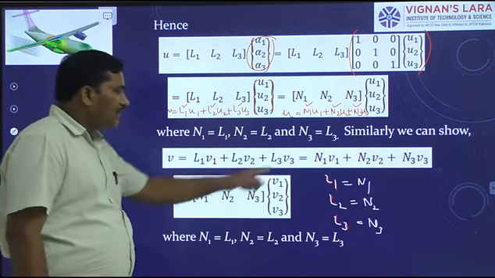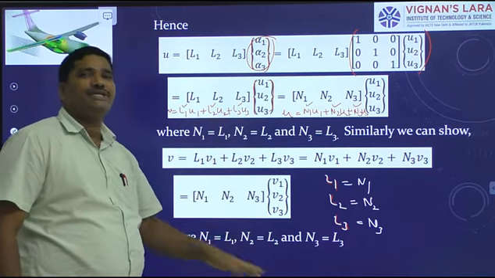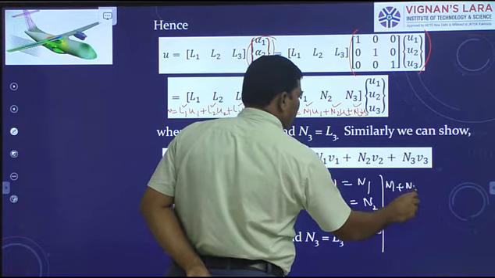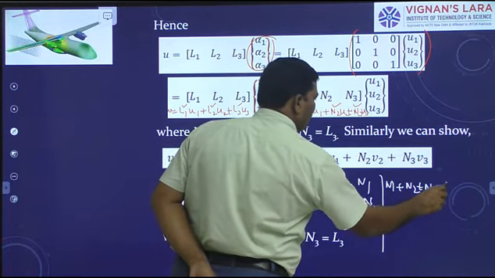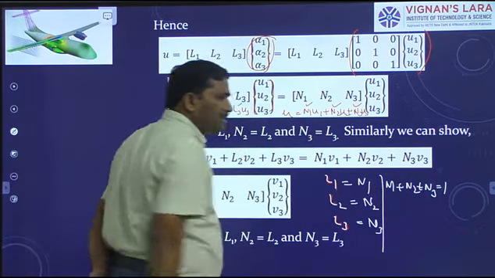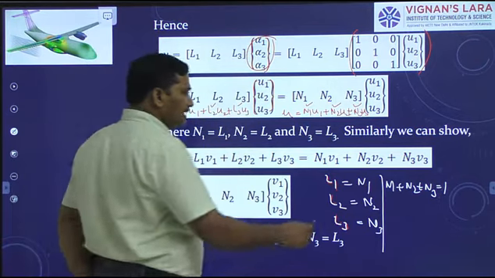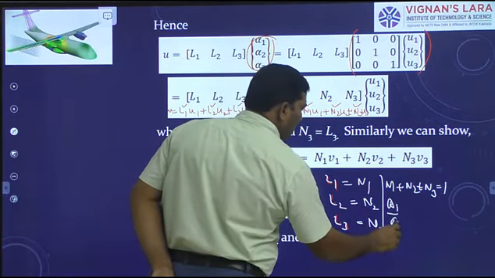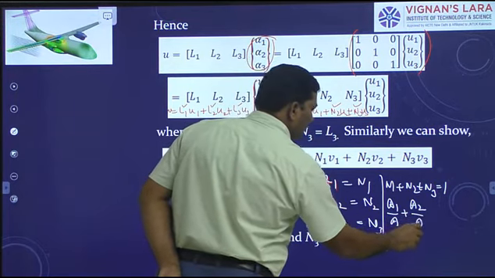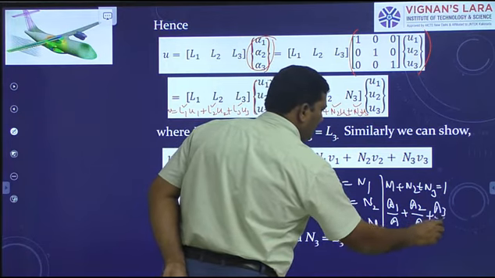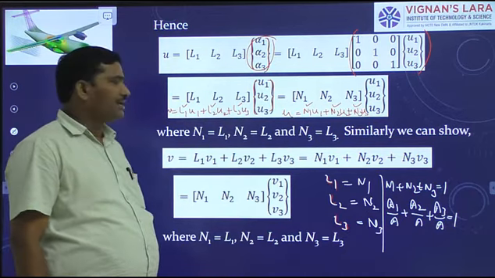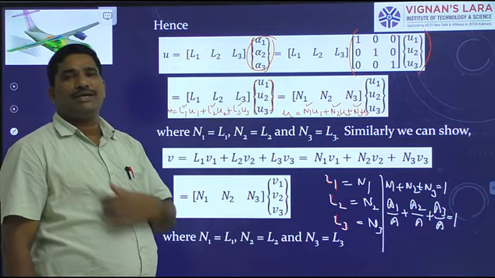Sum of the natural coordinates is unity. Therefore, sum of the shape functions is also unity. Hence, N1 plus N2 plus N3 equals 1. Here the shape functions represent the area coordinates. N1 equals A1 by A, N2 equals A2 by A, and N3 equals A3 by A, which sum to 1, because A1 plus A2 plus A3 equals A.